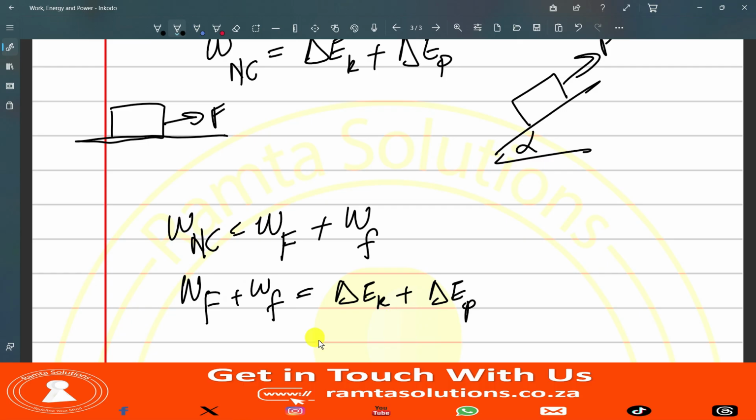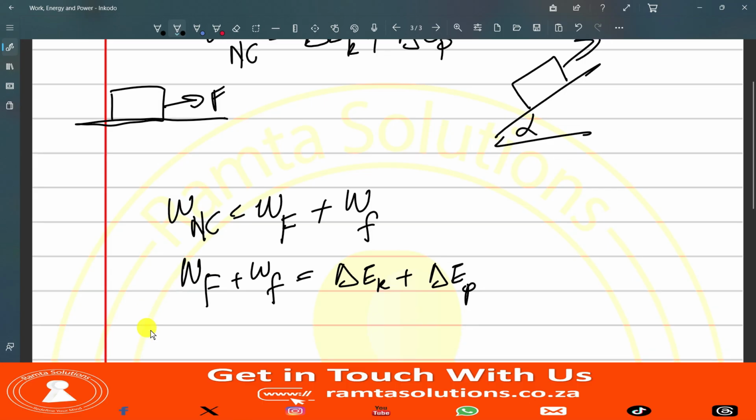Remember, this formula can work at all times. You just need to know whether you have a non-conservative force or you don't. If you don't have a non-conservative force, this formula will become the law of conservation of mechanical energy, because work done by non-conservative force will be zero. So this work done by non-conservative force is basically the net work of all the non-conservative forces acting on the object. Okay, so if you have them, you are good to go.